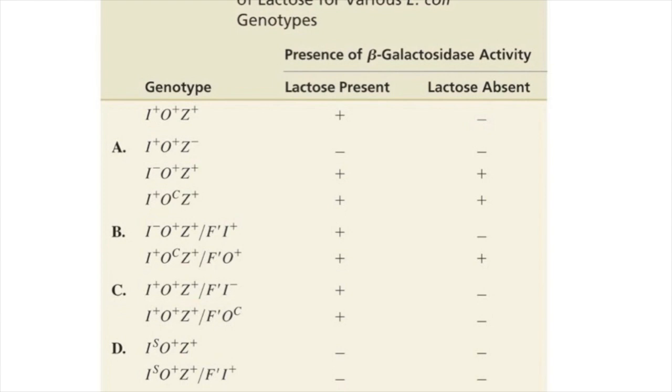Okay, and you can look at the results here. You've got a plus in both columns, lactose present, lactose absent. That's not the way it's supposed to be. Okay, and so you should understand why it works out that way.